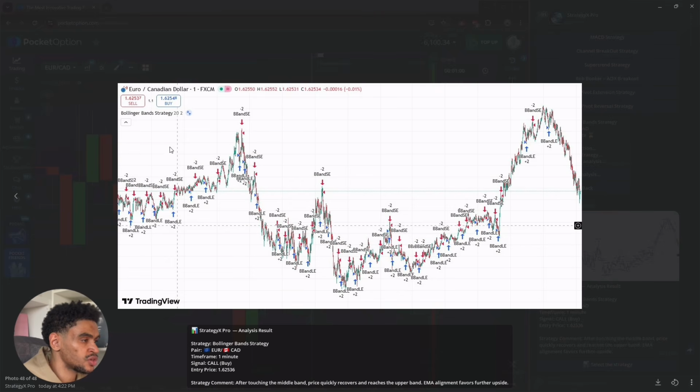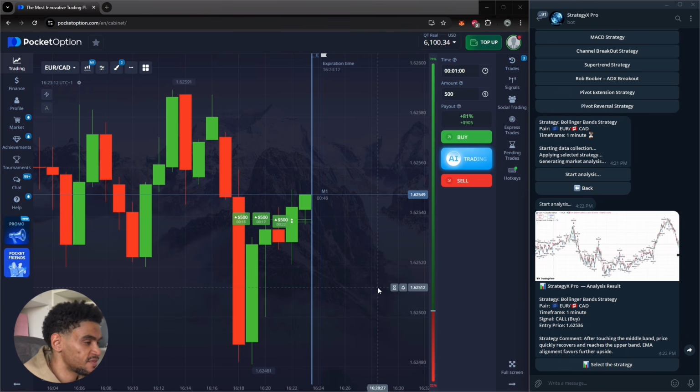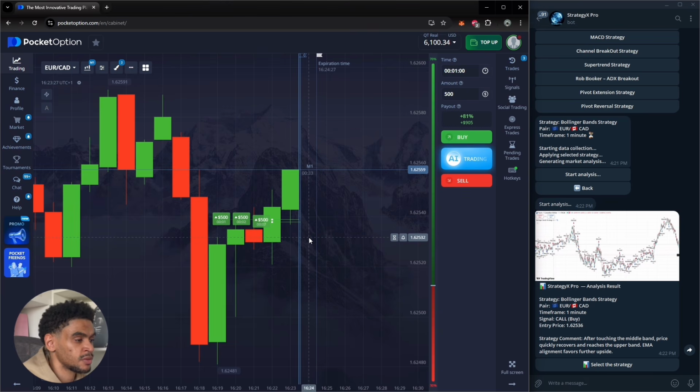You have a chart, you have the strategy applied to it, information is drawn, given to you in a nice and easy to follow form. Strategy comment: after touching the middle band, price quickly recovers and reaches the upper band. EMA alignment favors further upside. You have everything that you need: analysis, screenshot, entry price, everything that you would need. You are right now trading with a strategy of a professional trader. You are now part of the system. You are now learning, educating yourself, and making money at the same time.